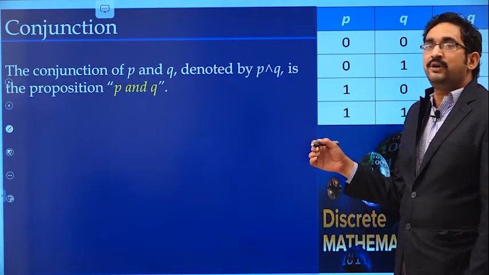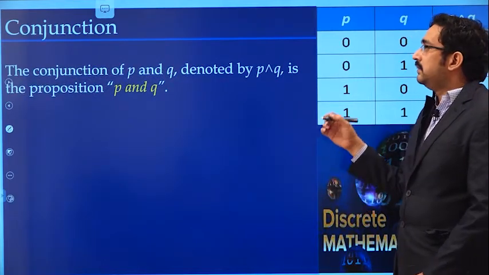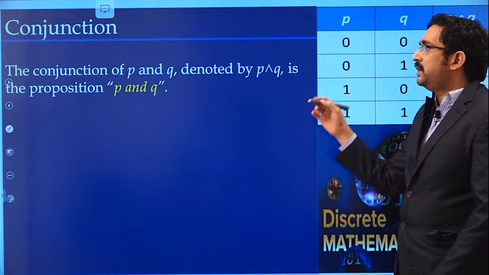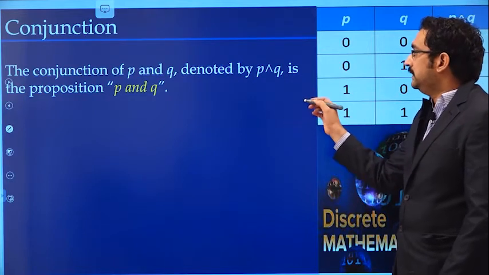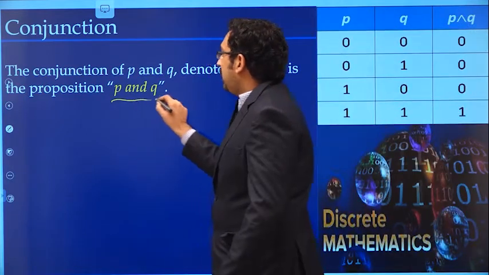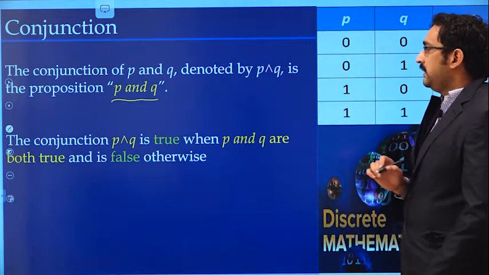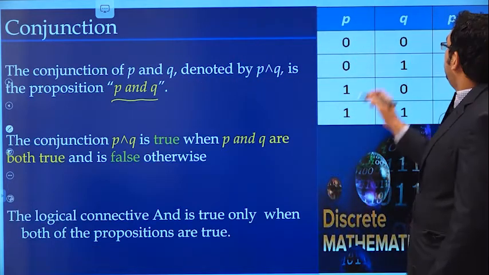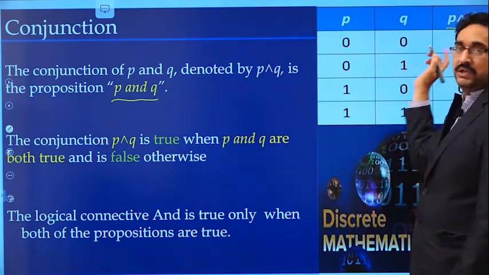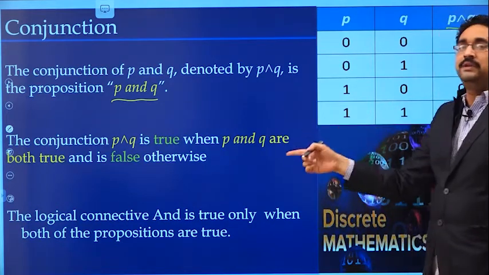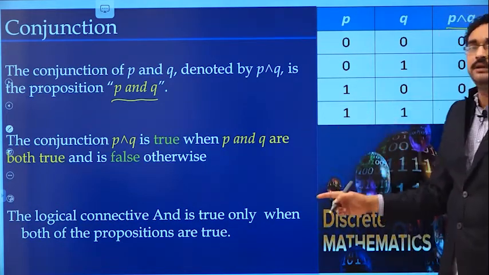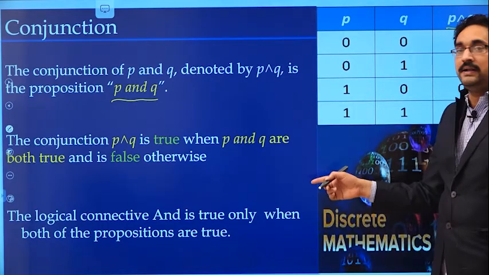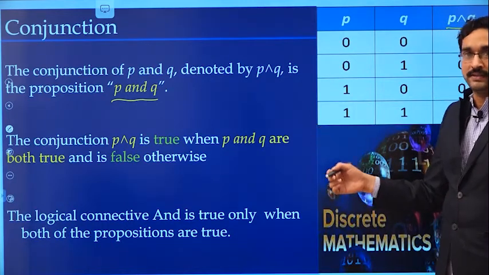Next we will discuss conjunction. The conjunction between two propositional variables P and Q is denoted as P and Q. Symbolically it is represented like this, P ∧ Q. So P ∧ Q will be true when both P and Q are true. If at least one is false, the conjunction will be false.